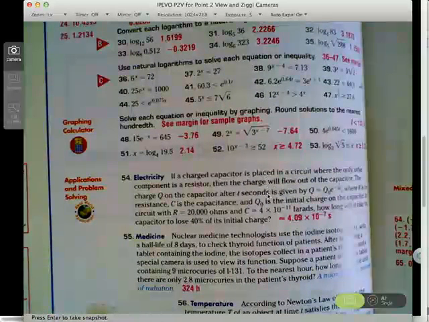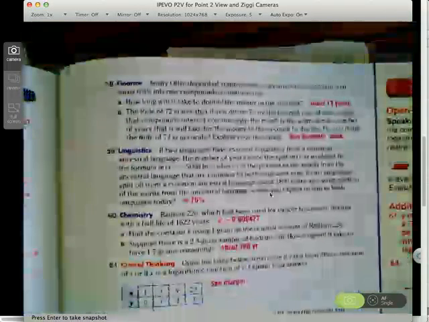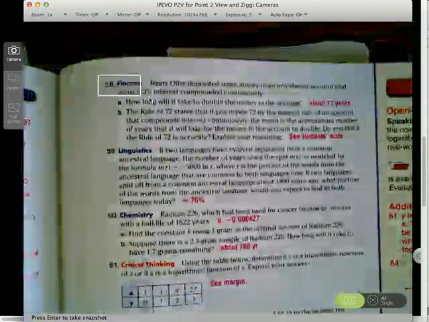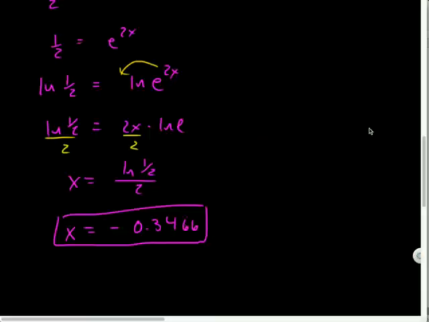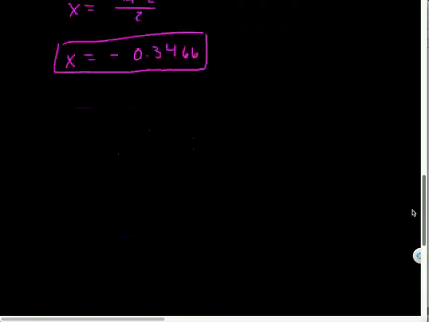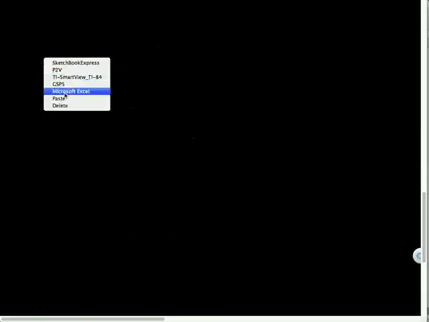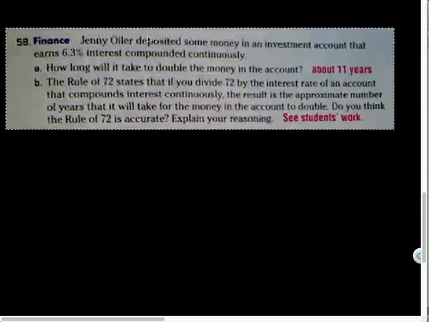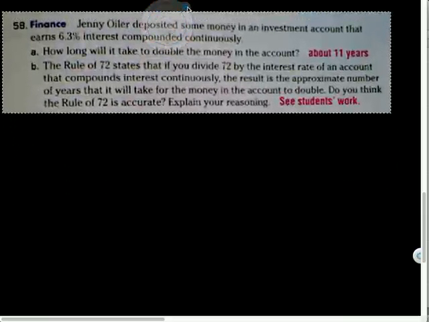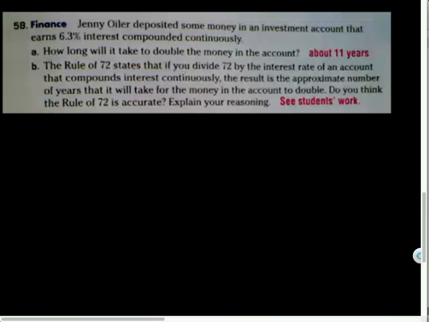58. I was wondering if there was an easy way to figure out A, because I knew it was a little over 11 years. Yeah, there will be. I didn't know how to figure that out without sitting here adding 6.3%, like getting the 6.3% and adding it. So let's see.